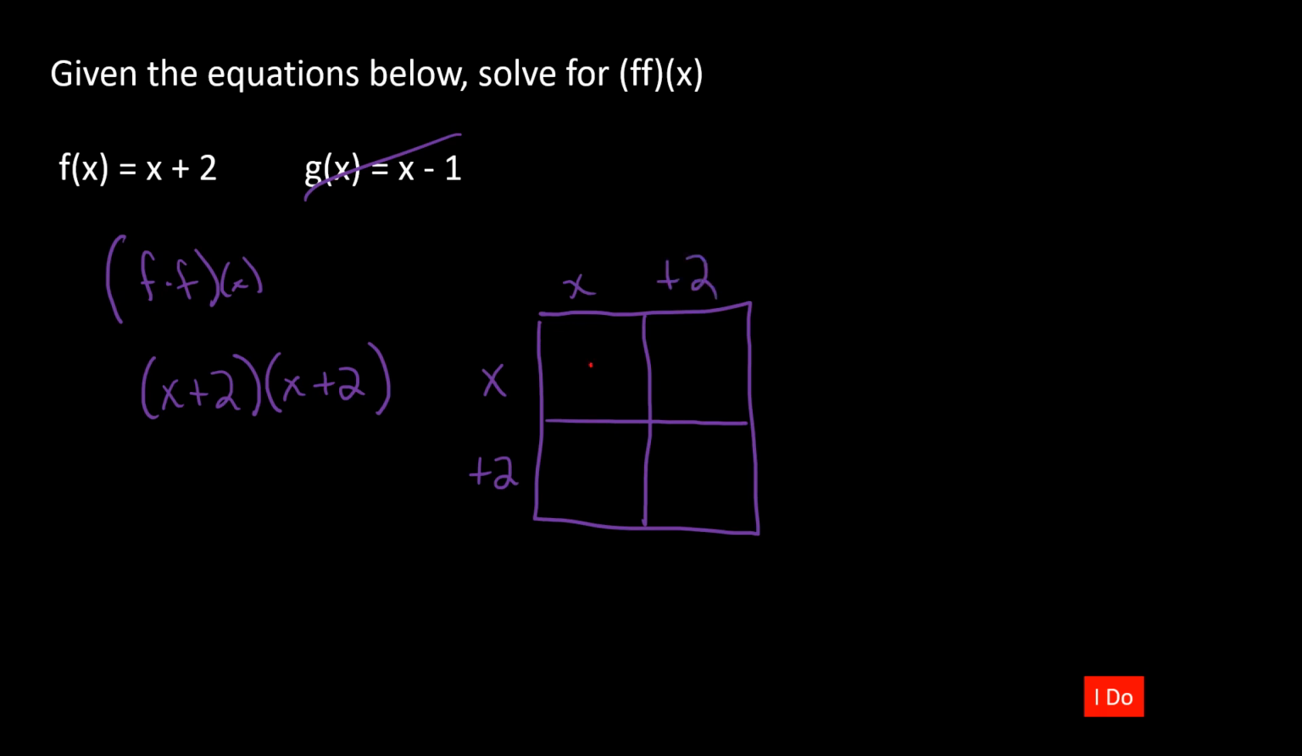X times X is X squared. X times 2 is 2X. X times 2 is 2X. And 2 times 2 is 4. And we want to make sure that we combine these like terms here. So when we start pulling these values out, we're going to get X squared. 2X plus 2X is 4X plus 4.